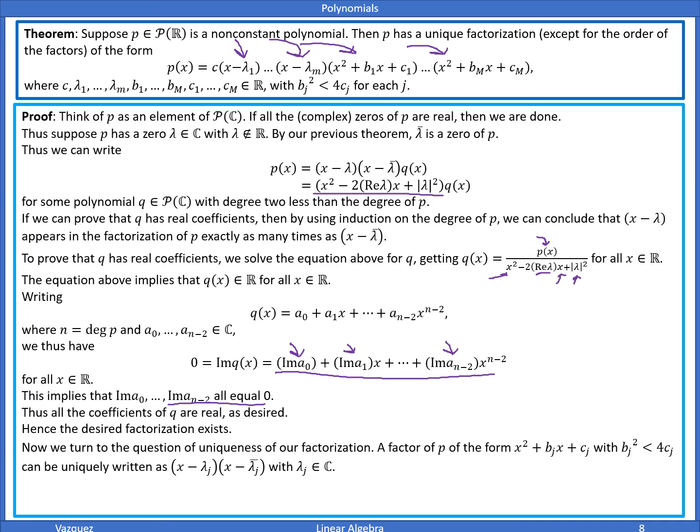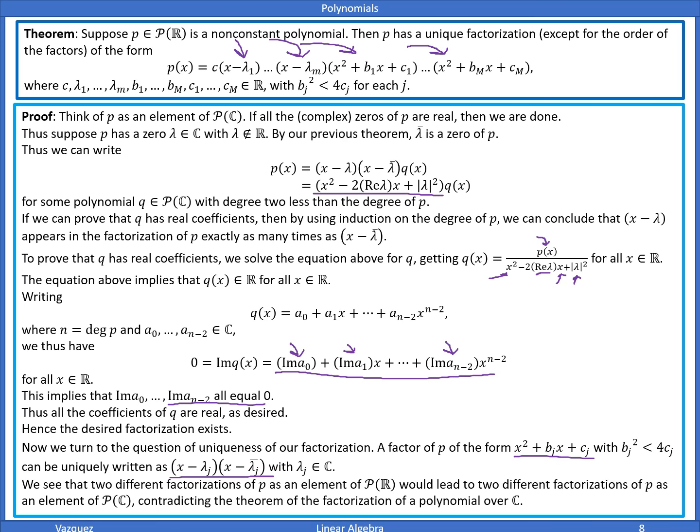So now we turn to the question of uniqueness of our factorization. Well, remember that this could be uniquely written as this over here. And two different factorizations of p would lead us to two different quadratic expressions, which would contradict the theorem from the last slide. So we can conclude that indeed it is unique, and we are done.